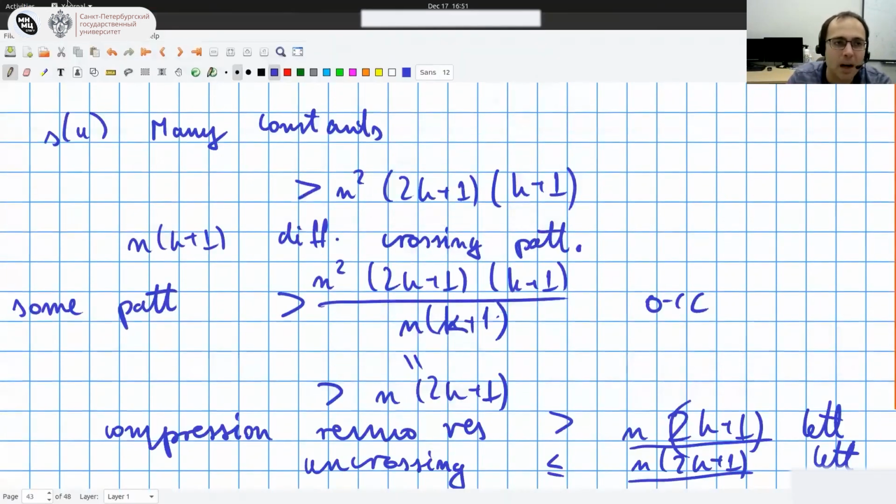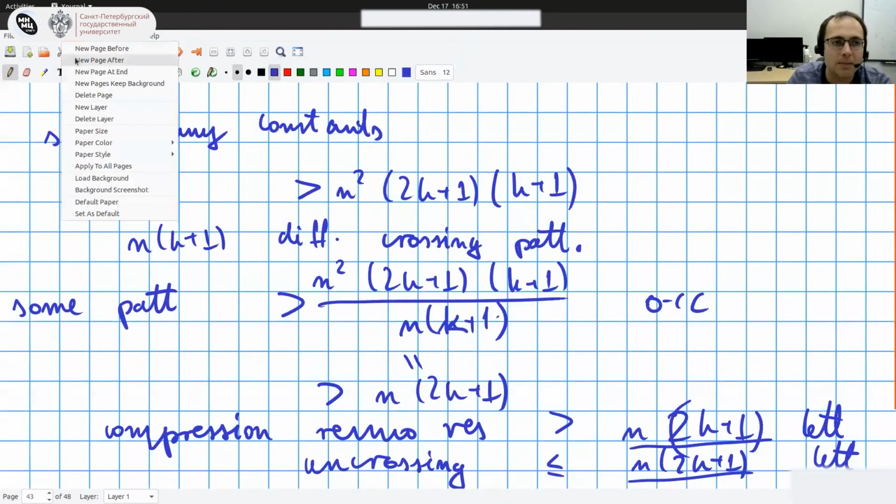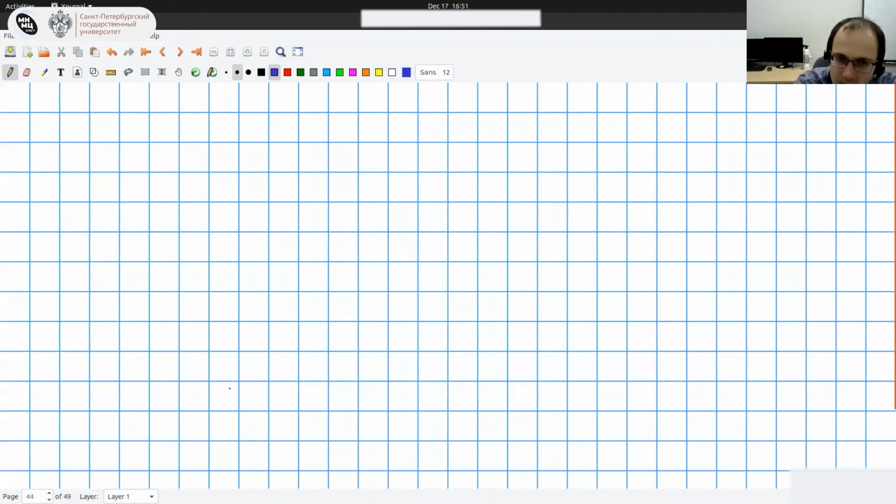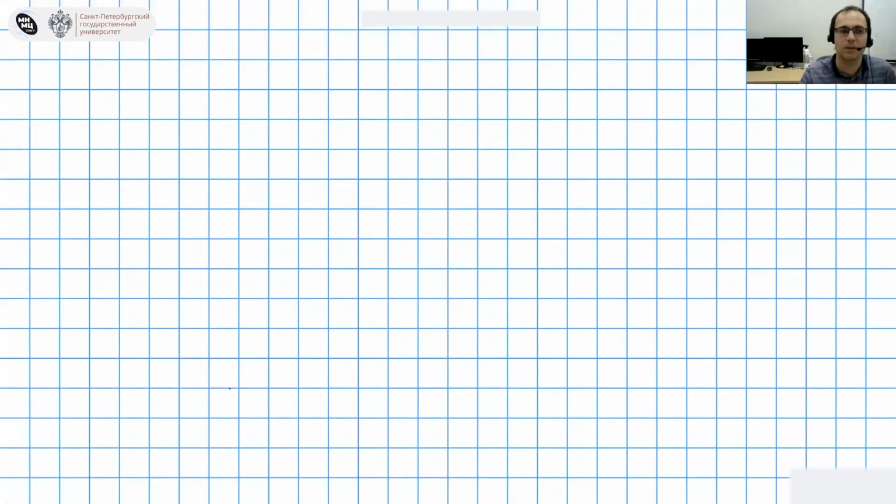Okay, and the same argument holds afterwards. So if there are fewer letters, what remains is that the number of constants is at most n times 2k plus 1. So now we estimate the number of unary nodes.